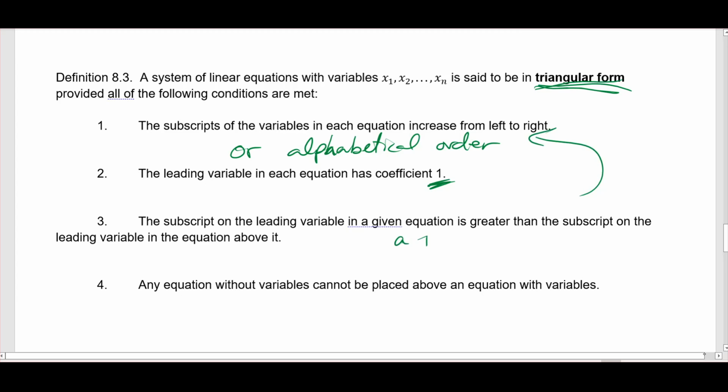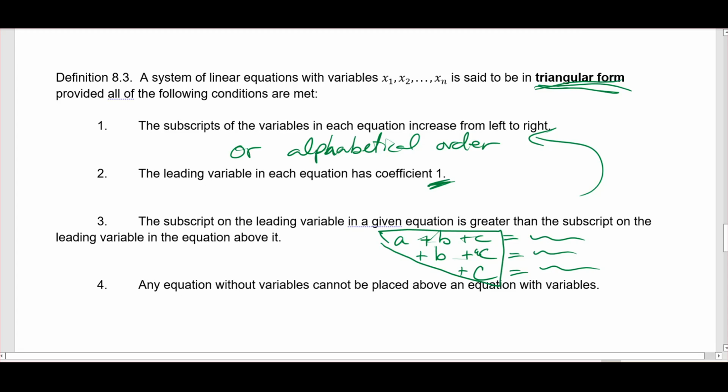So let me write an example. Maybe a plus b plus c equals some number. In our second equation, it's just going to have b plus some number times c, and then our third equation is just going to have c, right? So we're going to have 0 a's in this one, 0 a's in this one, and 0 b's in this one, and then all the way down the line. When we have zeros in these positions, they're really not there, and this is what makes it triangular form. It looks like a triangle. So going down the line here, we're removing variables.